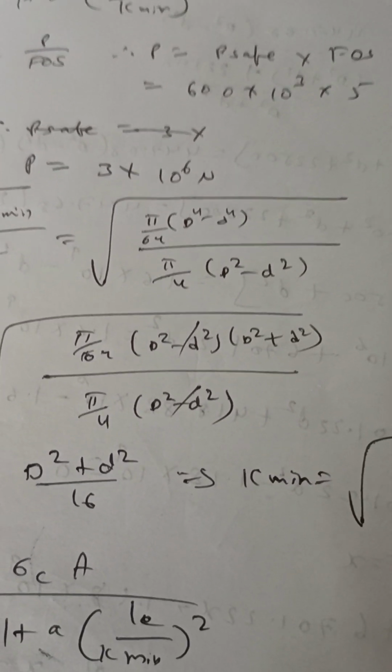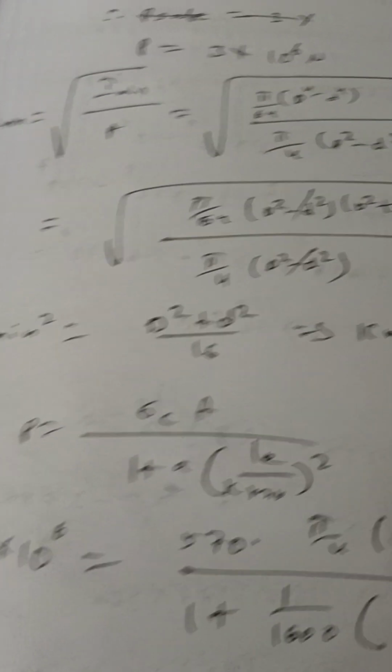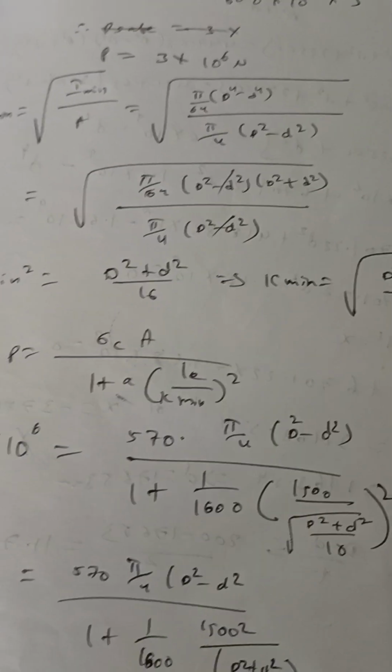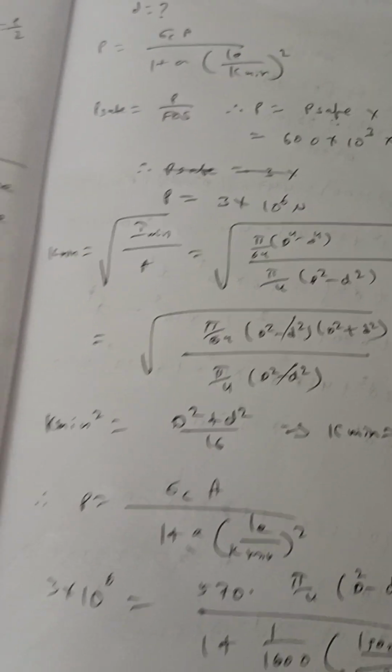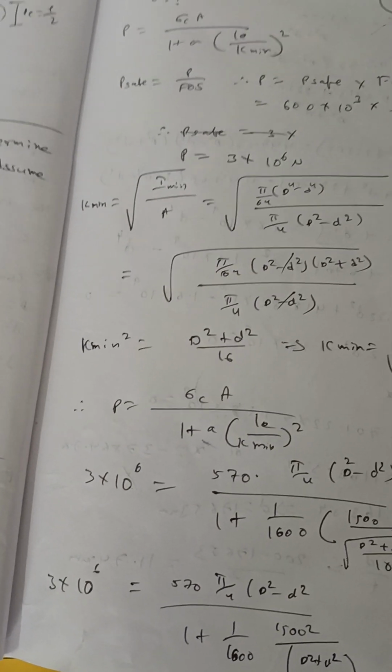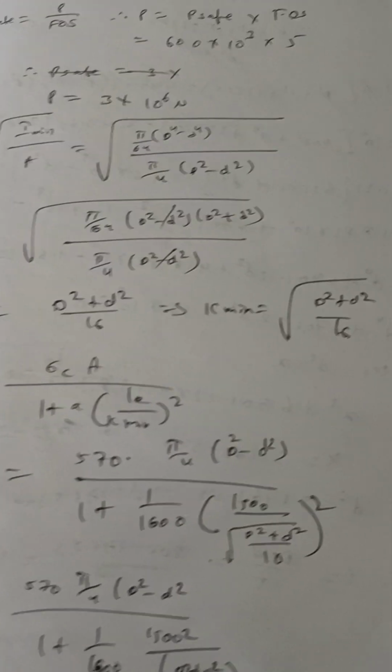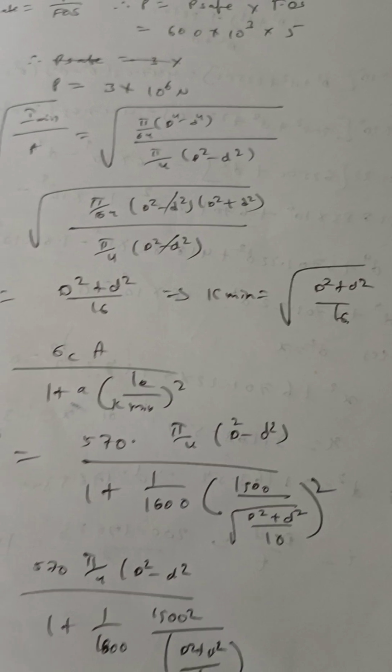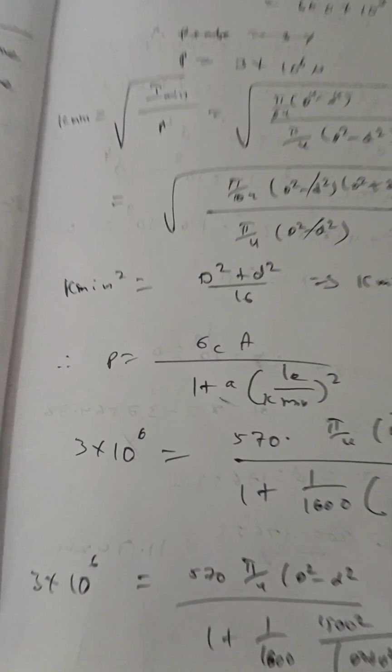Okay, so I can write this D power 4 minus d power 4 as (D square minus d square) into (D square plus d square). So from here we can cancel this, and pi also gets cancelled. So we can write k minimum square equal to (D square plus d square) by 16, or k minimum equal to under root of (D square plus d square) by 16. So this is the actual formula, right?